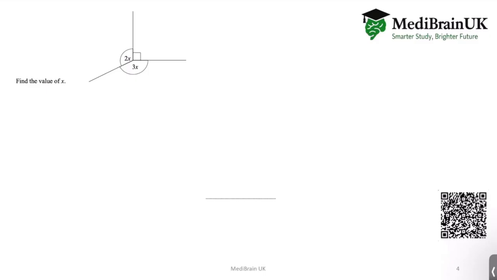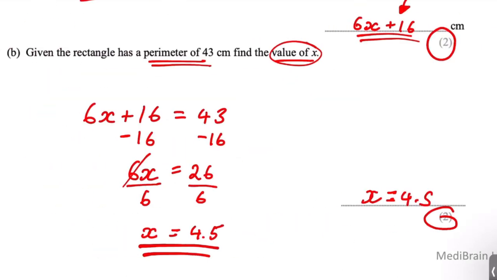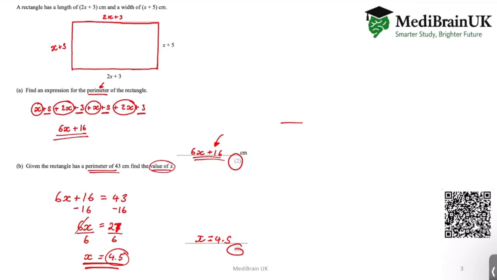Okay, yeah, I've just realized on this question, this was a calculation mistake. 43 subtract 16 is 27 and not 26. So 27 divided by 6 would get you 4.5. Okay, it's not 26, it's 27. Thank you for letting me know.